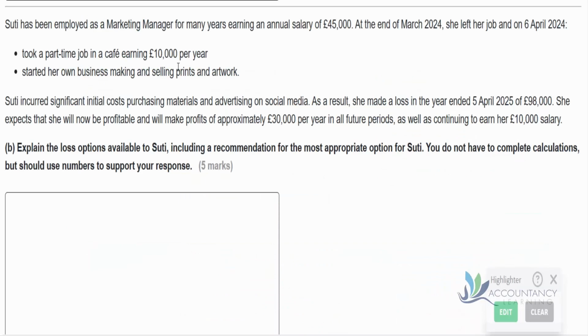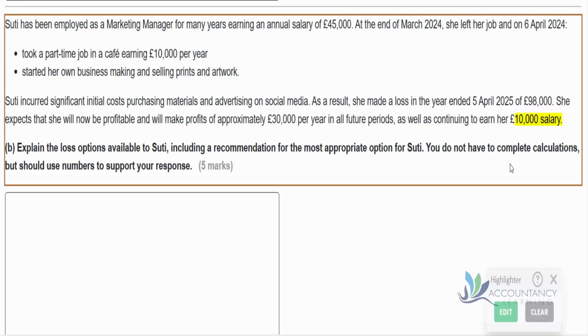So we know in this case that Sooty has a salary of £10,000, and at the moment that is below the personal allowance, so Sooty would have to pay zero tax on that salary. So if we use the 98,000 loss and offset against that, that means that the 10,000 would become zero and there'd still be no tax to pay, but it means that we would have used some losses unnecessarily.